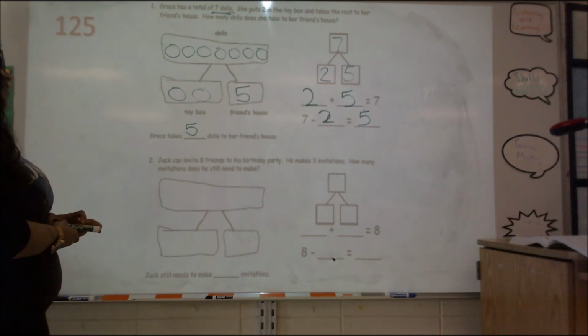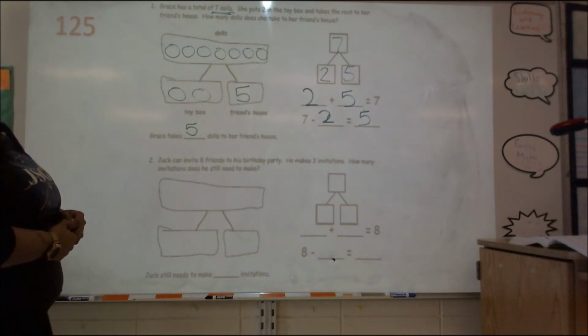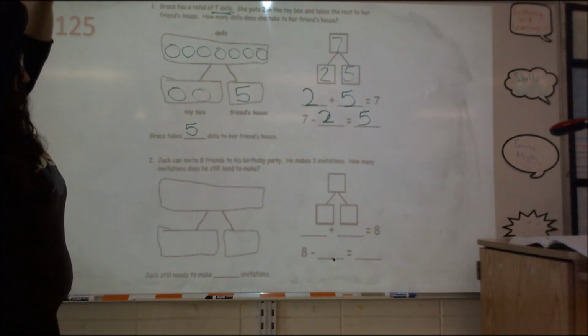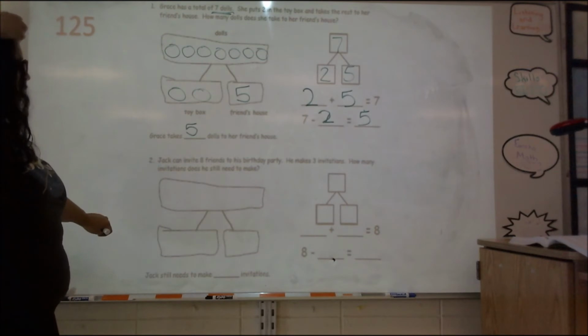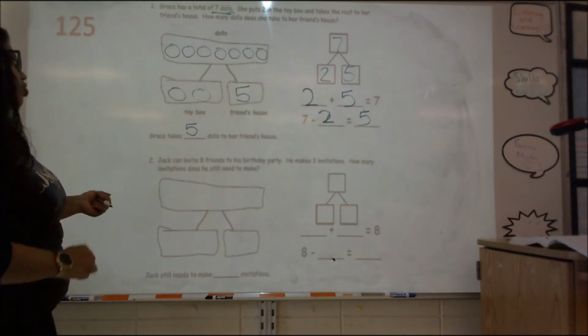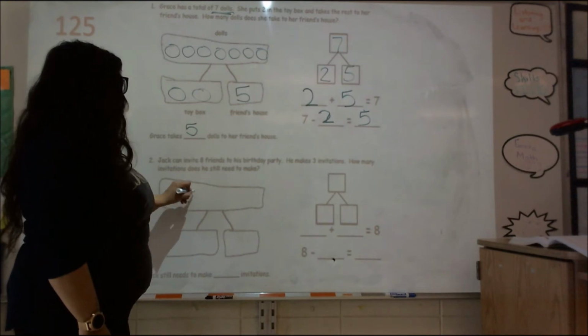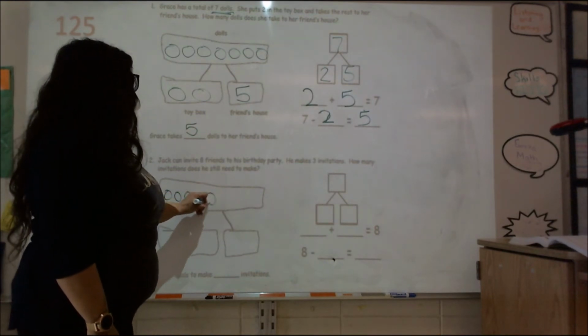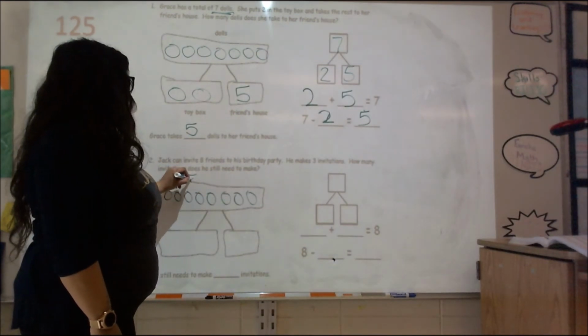Jack can invite 8 friends to his birthday party. He makes 3 invitations. How many invitations does he still need to make? Again, we're starting with the whole. We're taking a part we know, and then we're going to find what the other part is. So let's draw a picture to say 8 friends. 1, 2, 3, 4, 5, 6, 7, 8 friends.